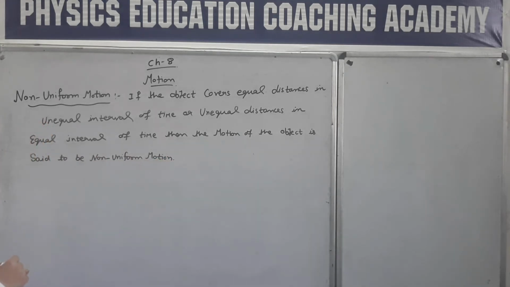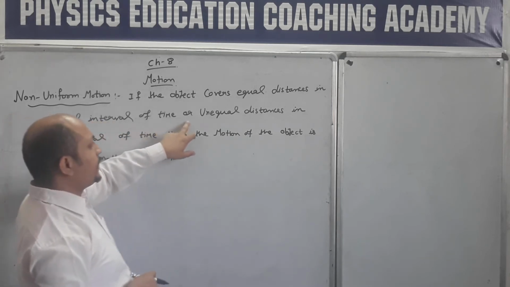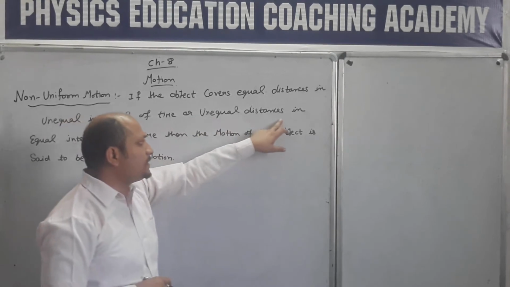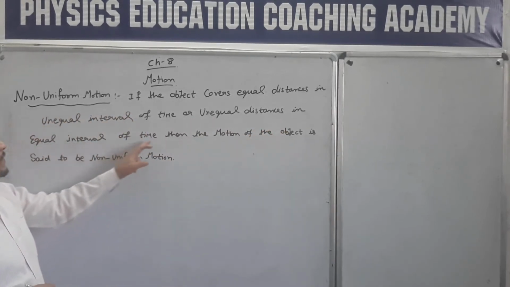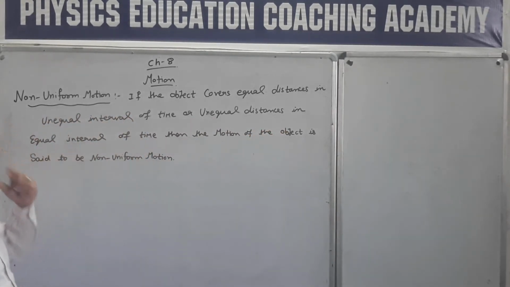If the object covers equal distances in unequal interval of time, or we can say unequal distances in equal interval of time, then the motion of the object is said to be non-uniform motion.